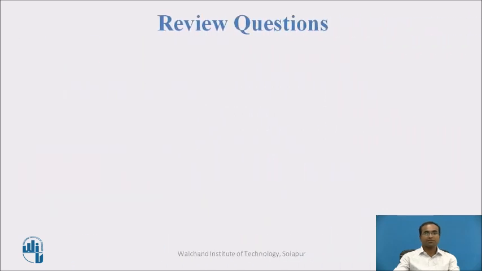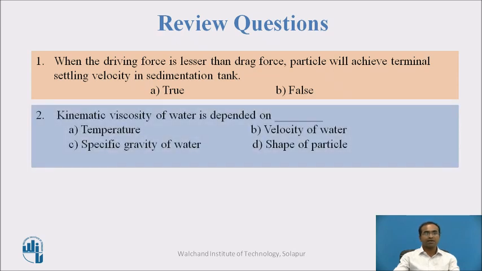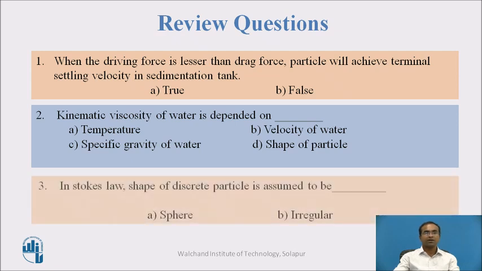Now let's have some review questions. First one: when the driving force is lesser than the drag force, the particle will achieve terminal velocity in the settling tank. True or false? Second one: kinematic viscosity of water is dependent on what? Third one: in Stokes' law, the shape of a discrete particle is assumed to be what? So here, pause this video for some time, solve these questions, and then I will go forward.